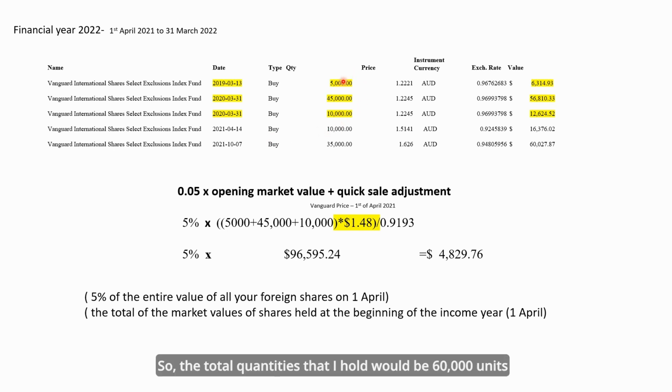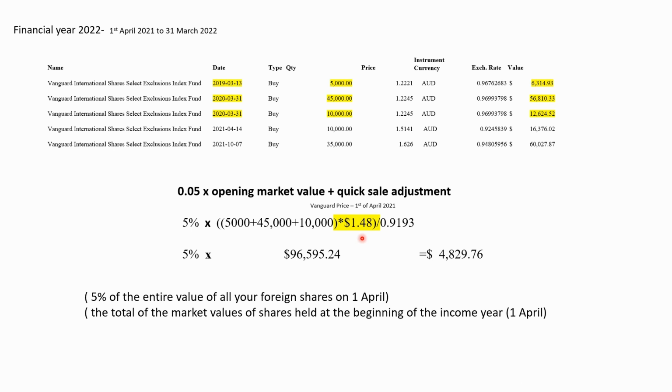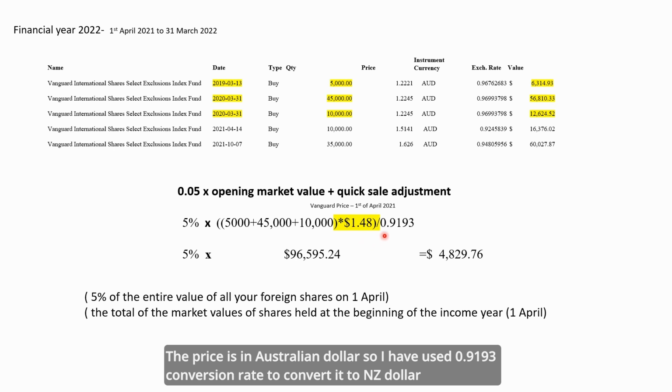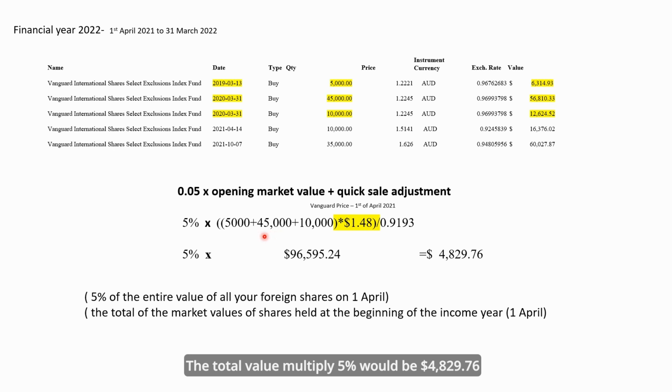So the total quantity that I hold will be 60,000, and I'll be using $1.48, which is the Vanguard price based on the 1st of April 2021 in Aussie dollars. And of course, I have to convert it into New Zealand dollars, which is a conversion rate of 0.9193. So the total value times 5% will be $4,829.76, assuming there's no quick sell adjustment.